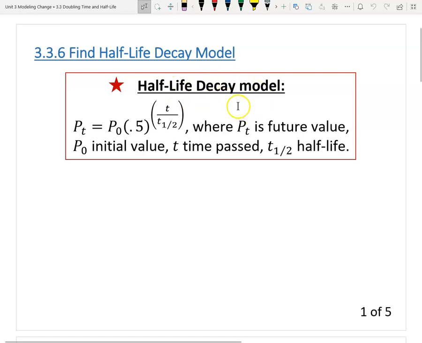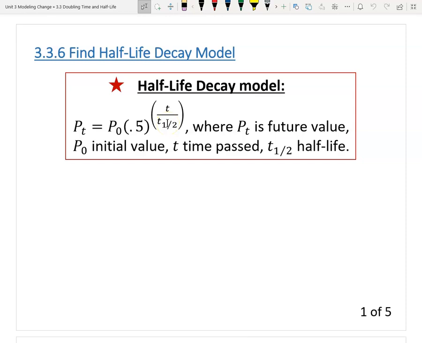Here is the half-life decay model. Pt equals P0 times 0.5 raised to the power. See, the parameter is no longer the decay rate, right? Which is T 1/2. This is the most important parameter.